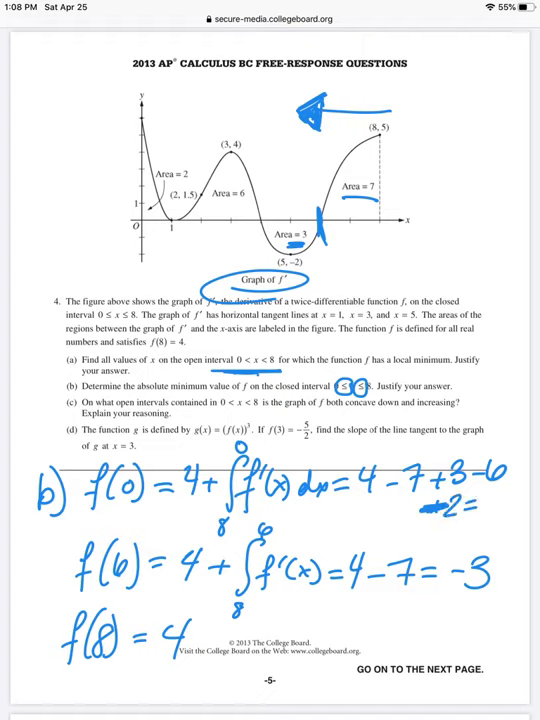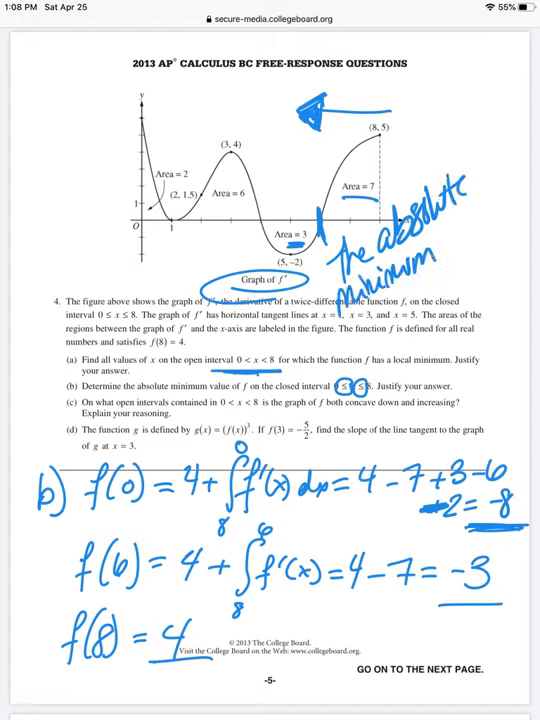Put all that together, I get negative 8. So where is our absolute minimum? Right there at negative 8, at 0, negative 8. So you'll say the absolute minimum occurs at, you can use the point, 0, negative 8.